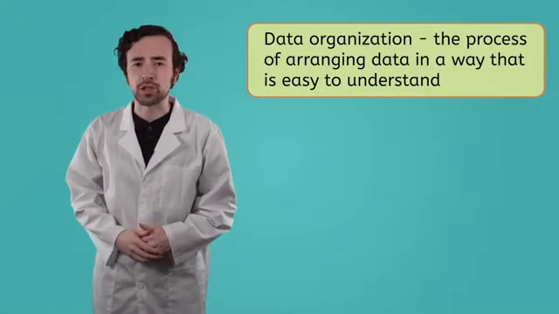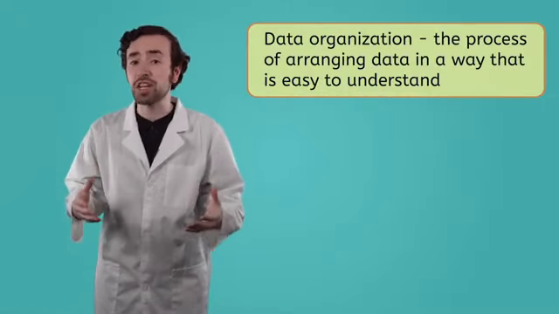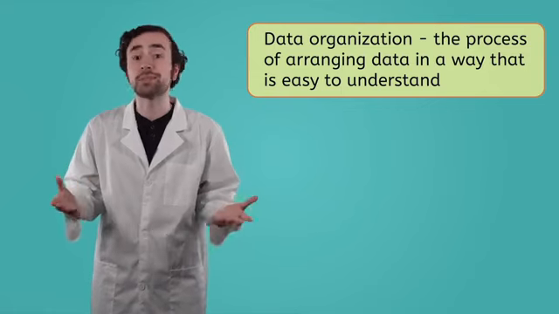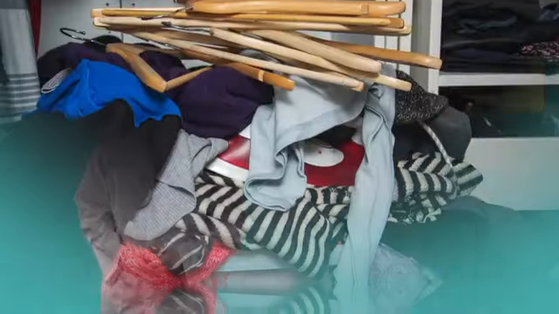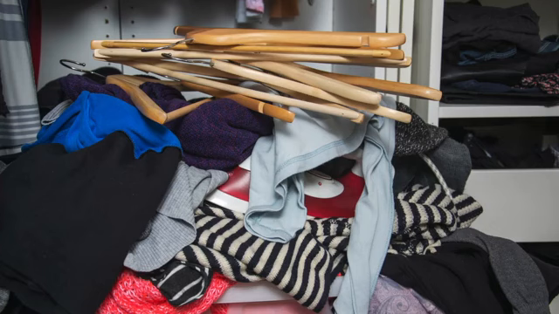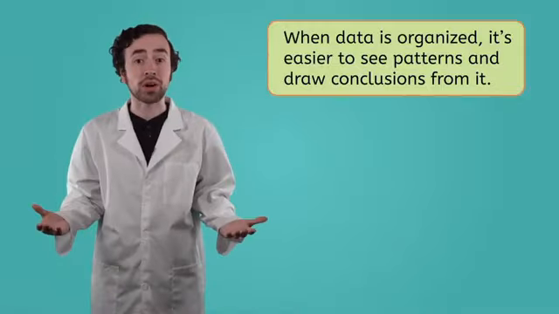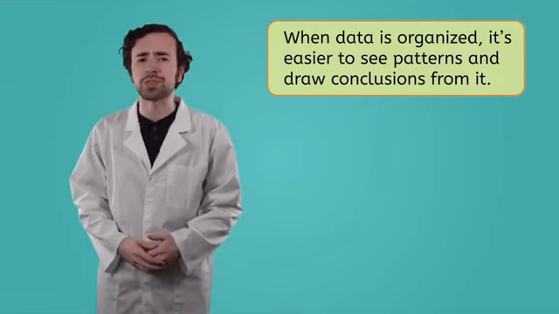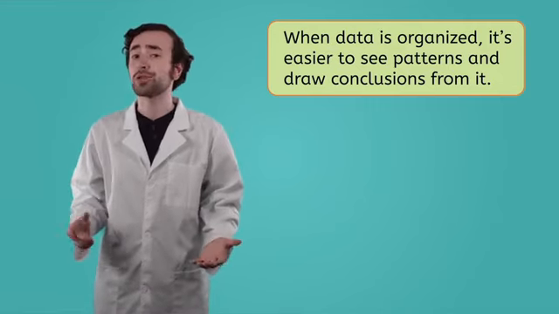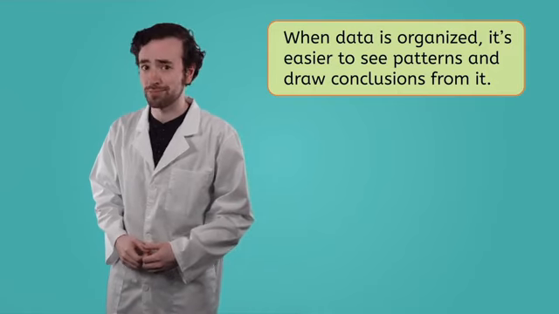Data organization refers to the process of arranging data in a way that makes sense and is easy to understand. Think of it like organizing a messy closet. When everything has a place and is neat and tidy, it's easier to find what you need. Similarly, when data is organized, it's easier to see patterns and draw conclusions from it. That's where journals and tables come in.